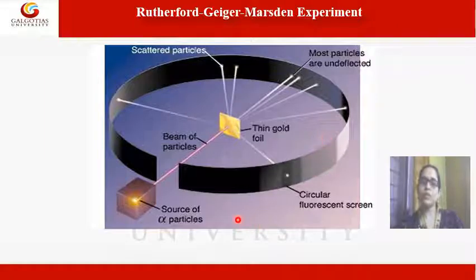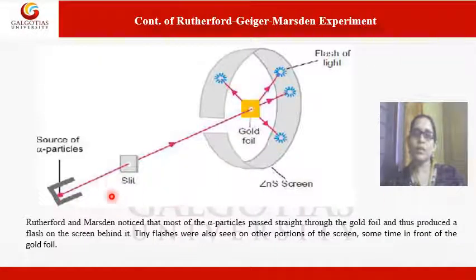But when he did this experiment, he found a different result. What gave him the conclusion to disprove Thomson's model? Let us see what he found in his experiment. He saw that when the alpha particles fall on the gold foil, some of the alpha particles hit the screen, some are reflected at some angle, and some of the alpha particles rebound back.